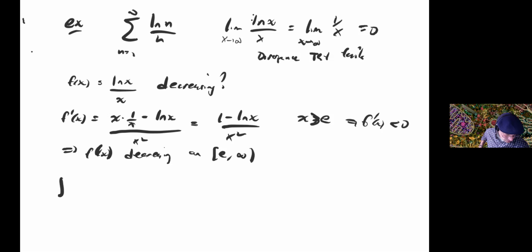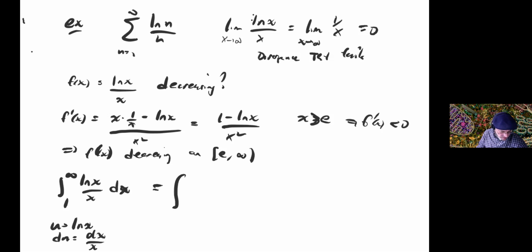So let's consider the integral from 1 to infinity of ln of x over x dx. Well, we can set u equal to ln of x, then du is dx over x. I'm doing a substitution. So the limits of integration change, from 0 to infinity of u du, and this is u squared over 2 evaluated from 0 to infinity. Being slightly sloppy with how I wrote my limits of integration, that's okay, but this is plus infinity.